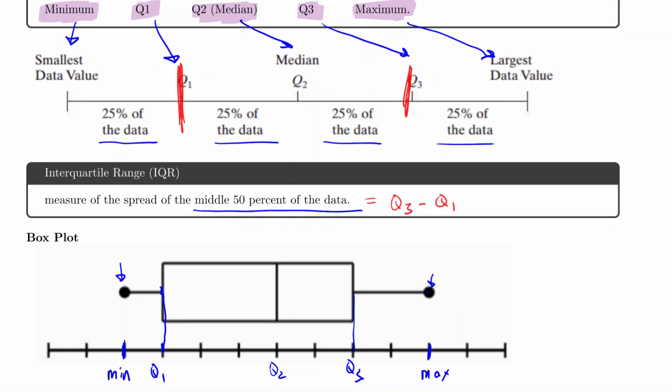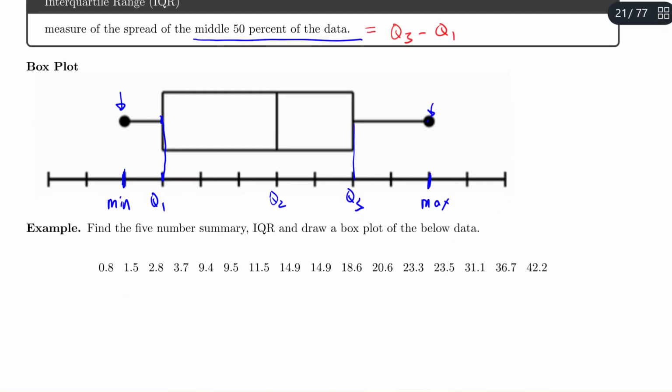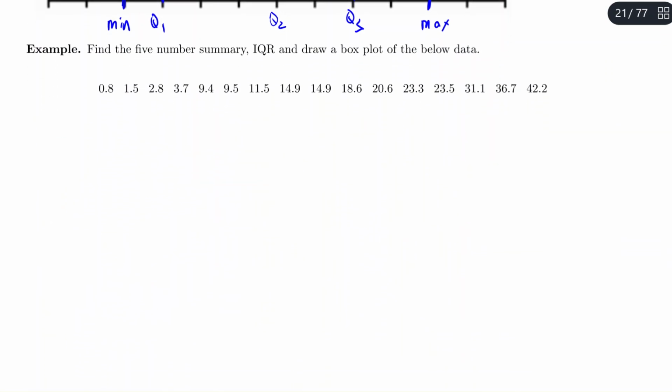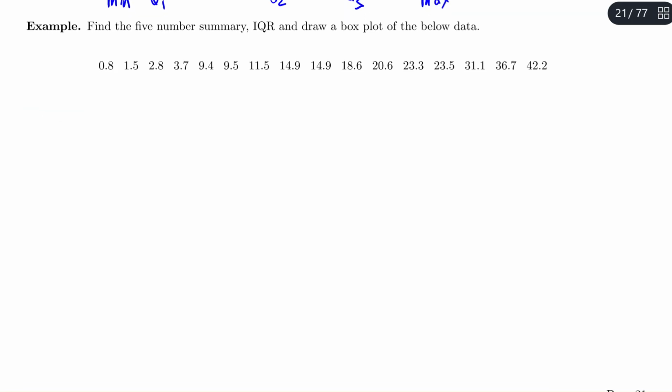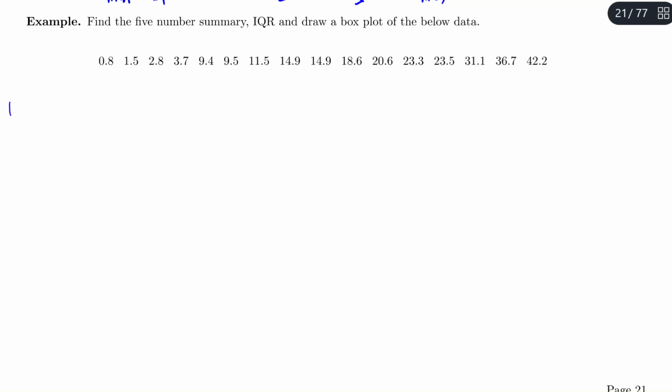So let me do an example: given a data set, find the 5-number summary, find IQR, interquartile range, and draw a box plot. First, data must be in order. This one is already in order, but just for convenience, I'll put it in order. So if it's not, make sure to put it in order first.